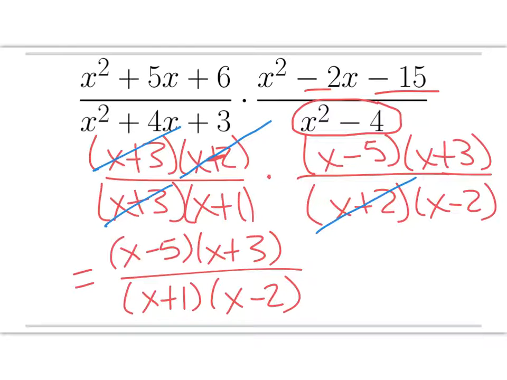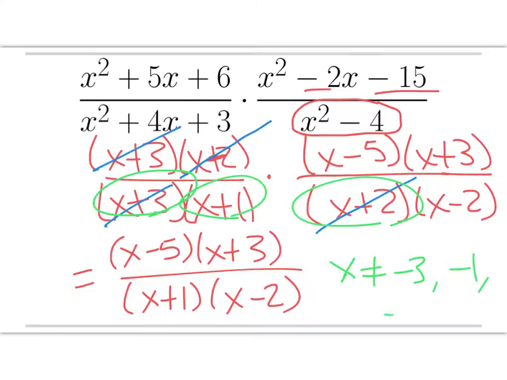And we still need to make sure that we've addressed the division by 0 part. So, things we cannot let happen. We cannot let x be negative 3. We cannot let x be negative 1. We cannot let it be negative 2. And we cannot let it be positive 2. So here are our domain restrictions. X is not allowed to be negative 3, negative 1, negative 2, or positive 2. Otherwise, we will have a problem.